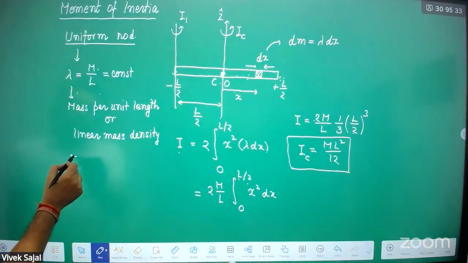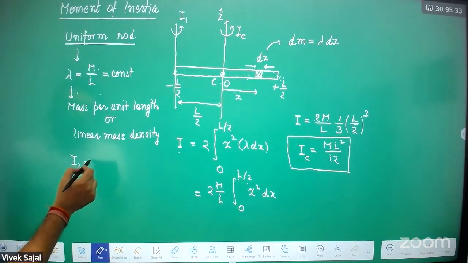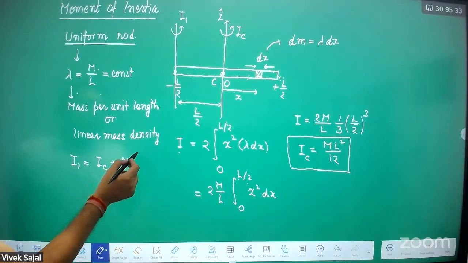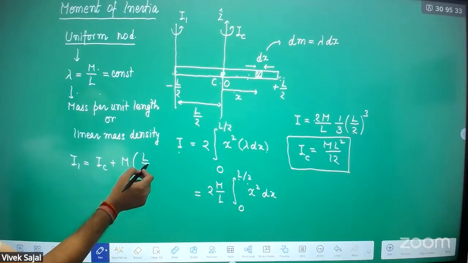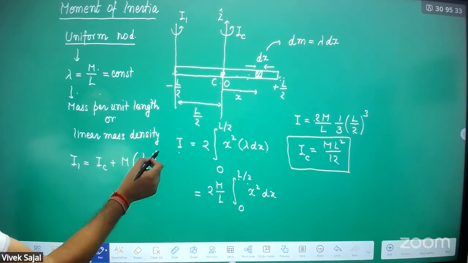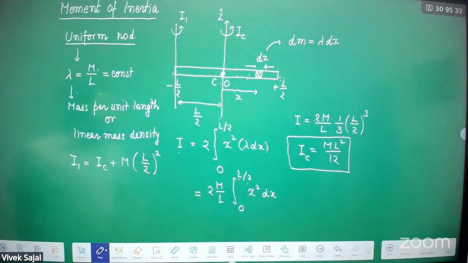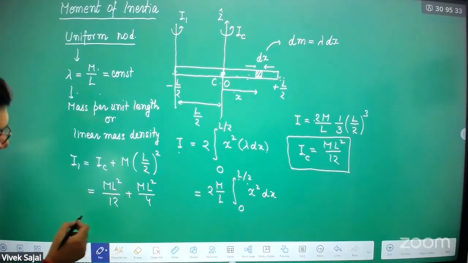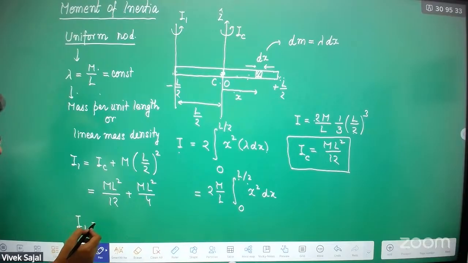So what will be I1? I1 will be IC plus the mass of this rod times x square. X is L by 2 here, the perpendicular separation between these two. Substitute here ML square by 12 plus ML square by 4. So this will give you I1: I1 will be ML square by 3.